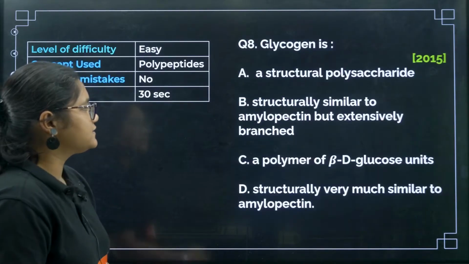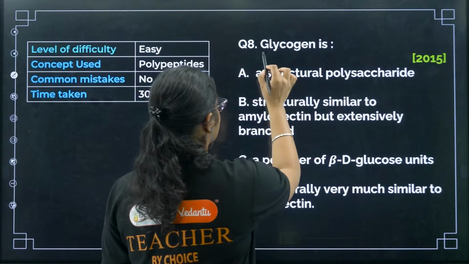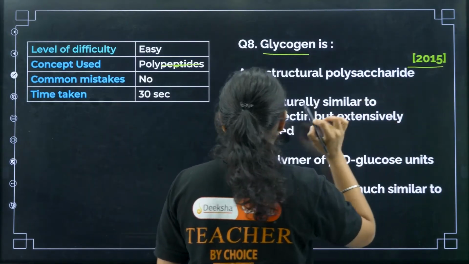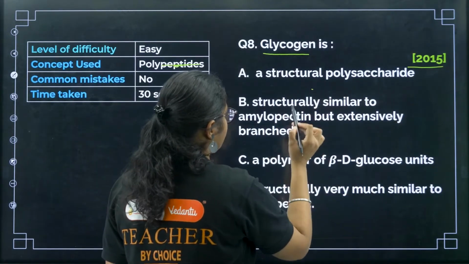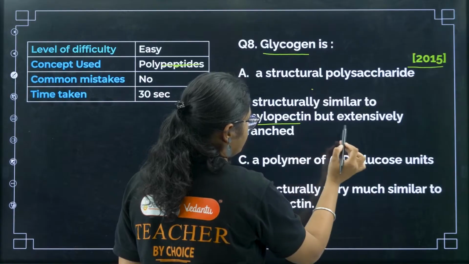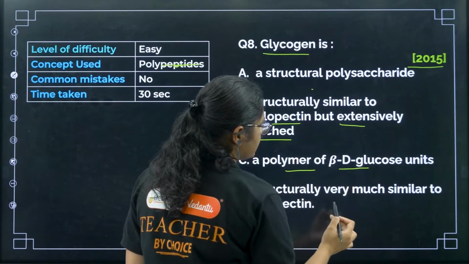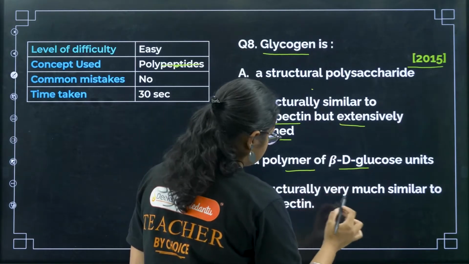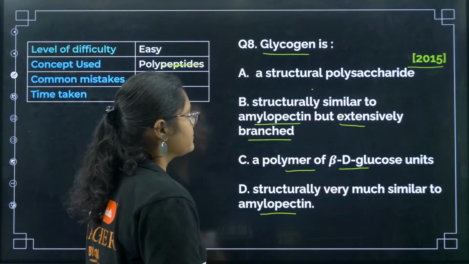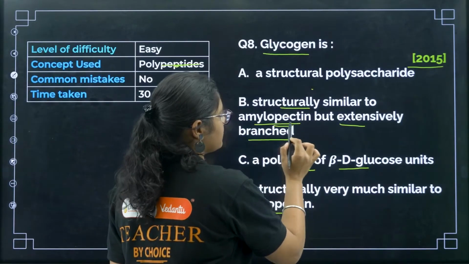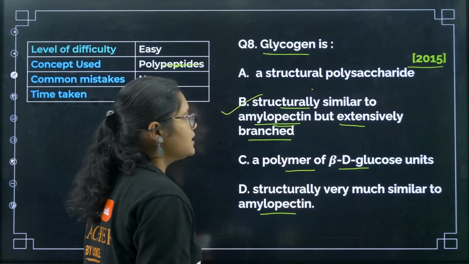Okay. Next, glycogen is. So glycogen, sorry, this is polysaccharide concept, 2015 question. A structural polysaccharide, structurally similar to amylopectin but extensively branched. A polymer of beta D glucose units, structurally very much similar to amylopectin. Okay, so the most appropriate answer will be structurally similar to amylopectin but extensively branched.